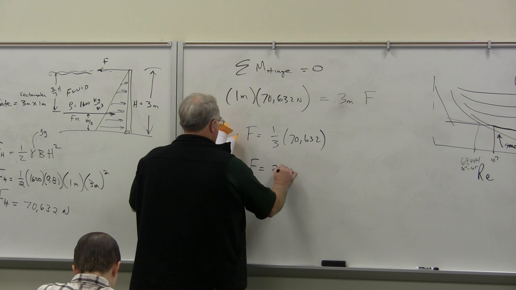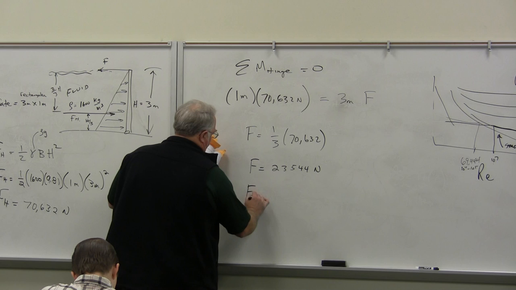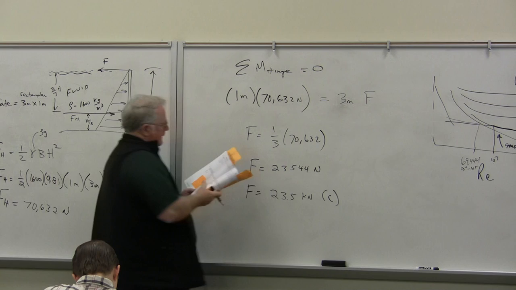So F comes out to be 23,000. Looks like I got 544. And to convert that to kilonewtons, it's 23.5 kilonewtons. And that's answer C, 24. Okay?